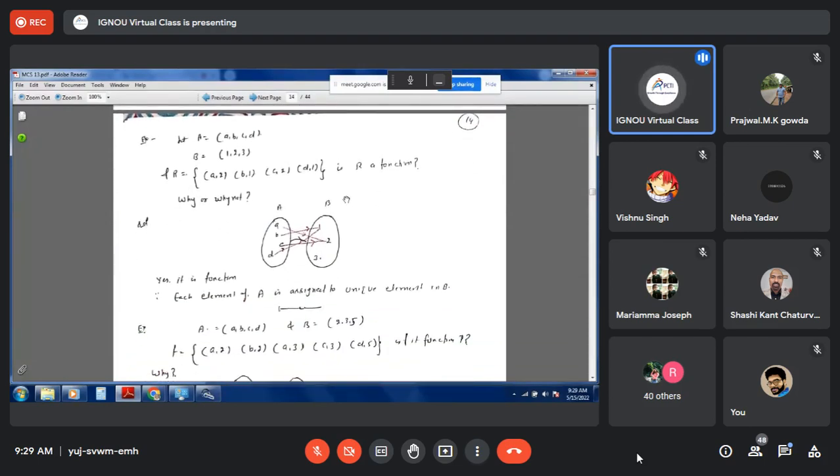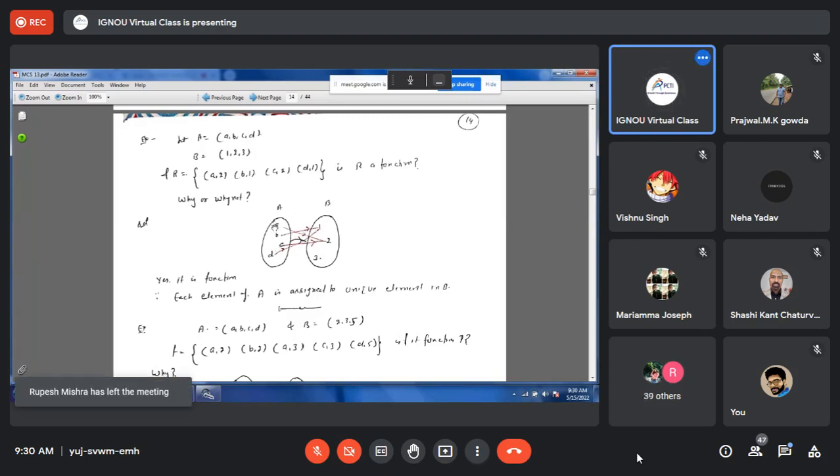Let us see some more examples. Let A = {a, b, c, d}, B = {1, 2, 3}, and R is a relation: (a,2), (b,1), (c,2), (d,1). Is R a function? Why or why not? The simple way is to draw the arrow diagram. Draw the arrows: a to 2, b to 1, c to 2, and d to 1. Is it a function? Yes, it is a function.